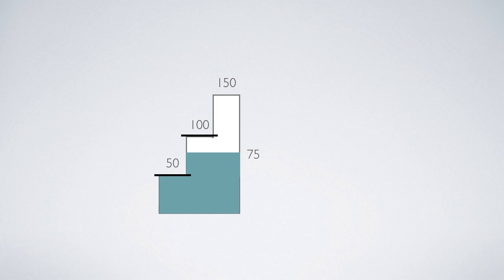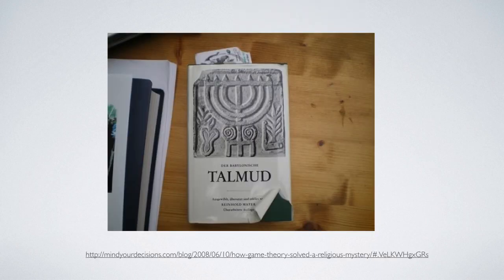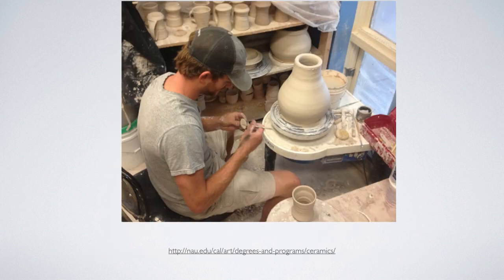Continue to fill another 100 water. It fills up all sub-CEAs to result in 50, 100, and 150. Hey, stop! It's enough! The Talmud result is reproduced. From now on, all game theorists should first learn the ceramic arts.